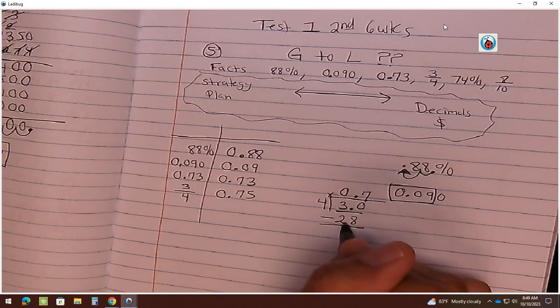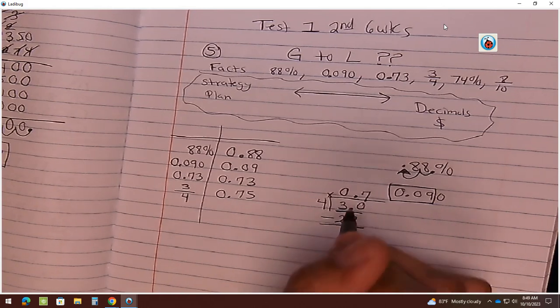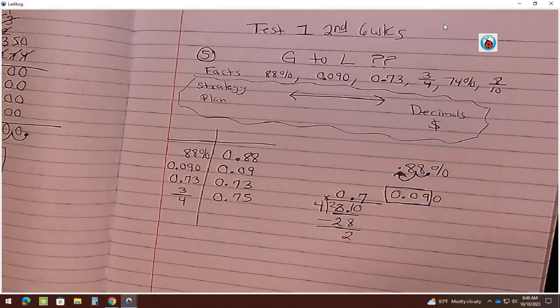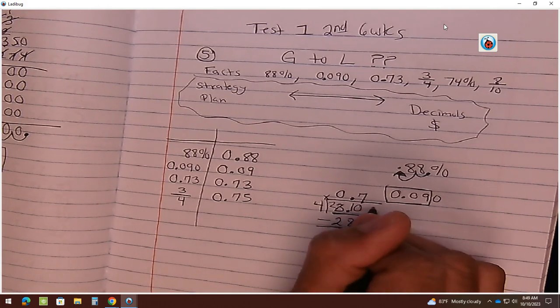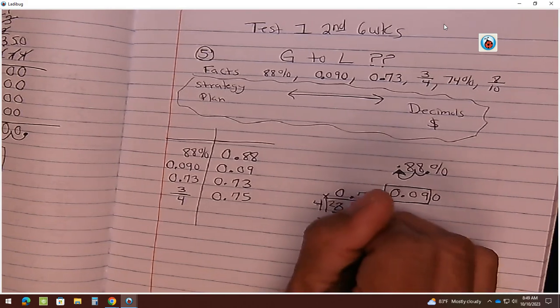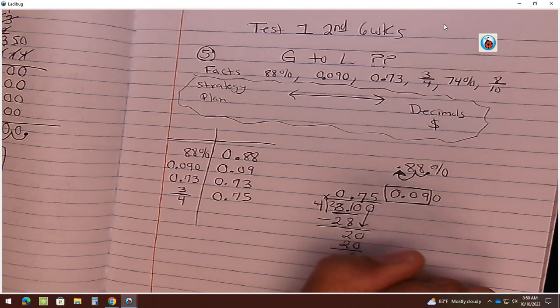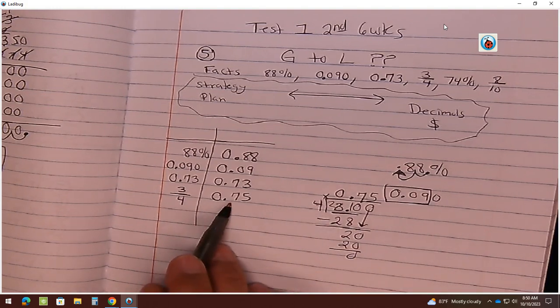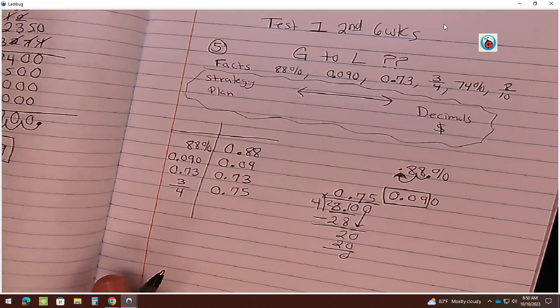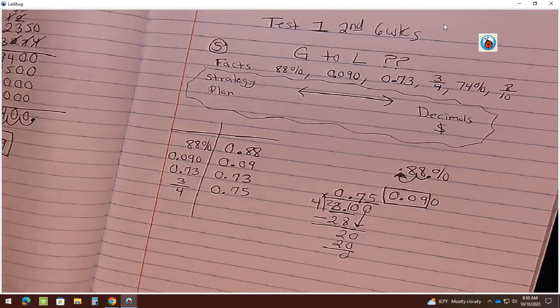Now 30 minus 28 would be 2. Or you can regroup and say 10. This becomes 2. It's still going to be 2. What do you do when there's a remainder? You add another 0. 4 times what gives me 20? 5. Did I get the same thing as the kid that memorized it? Yes. Except that the kid that memorized it got it faster.